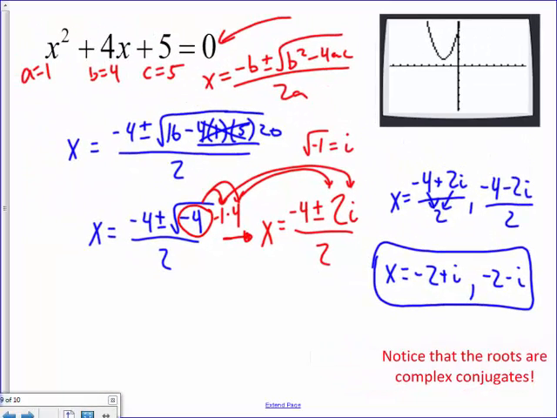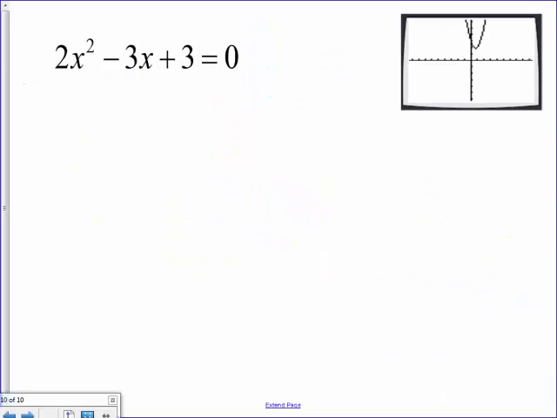And if you notice, our roots are complex conjugates in this case. Okay, pretty convenient. All right, and the same thing would work with this, so we won't go through the process of it. Hopefully you got the idea of how those imaginary numbers come into play.